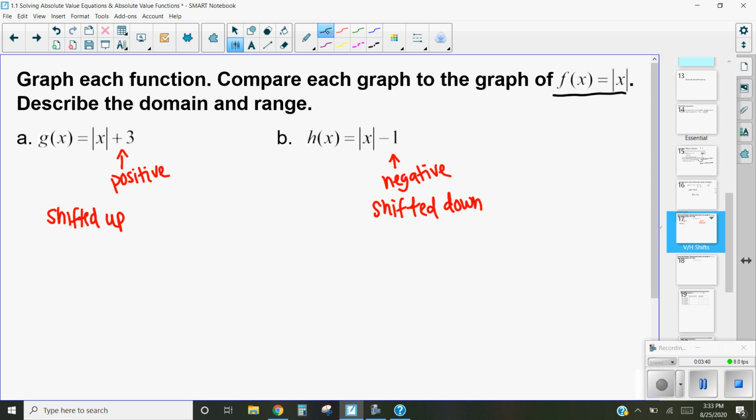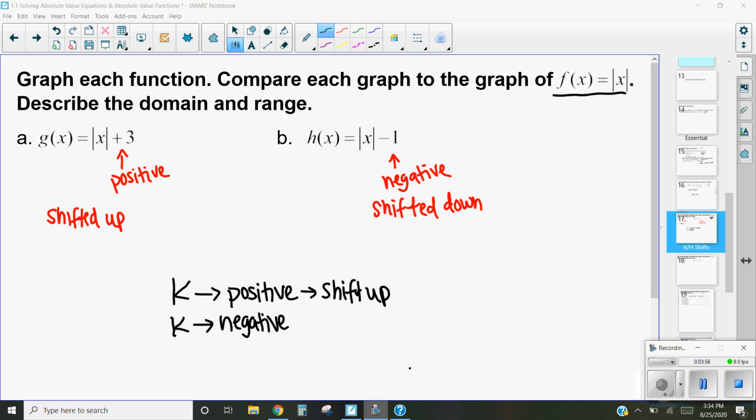So that's the note that we want to make. If k is positive, then we are looking at a shift up. If k is negative, we are looking at a shift down. And that's going to occur every single time.